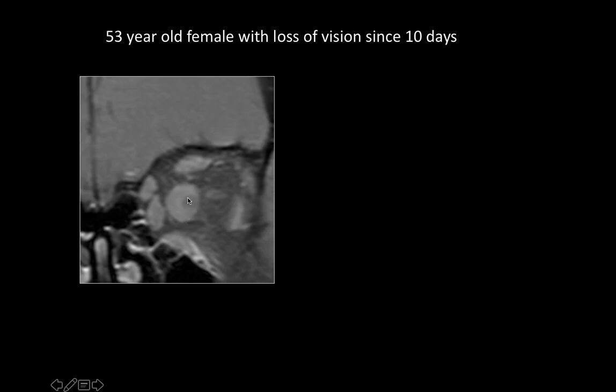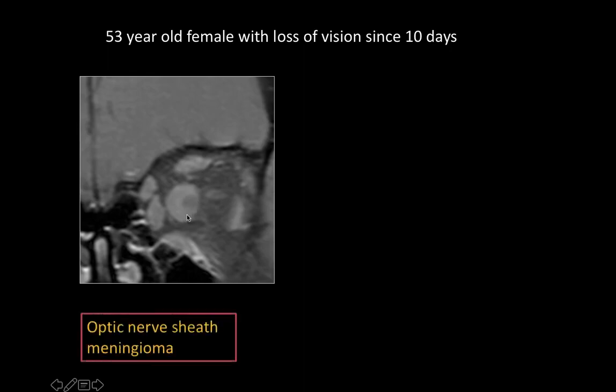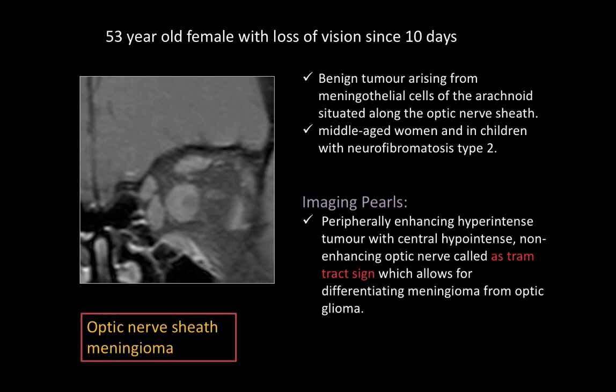And this is the optic nerve which is seen separately. So this is optic nerve sheath meningioma. It's a benign tumor which is arising from the meningoepithelial cells of the arachnoid situated along the optic nerve sheath, mainly seen in middle-aged women and in children with NF2.